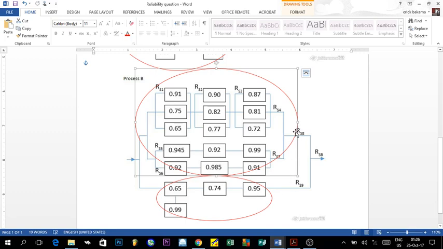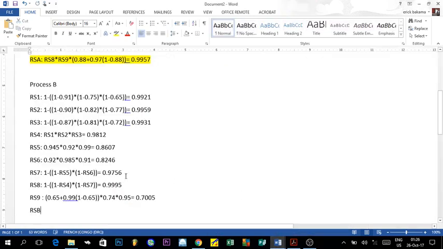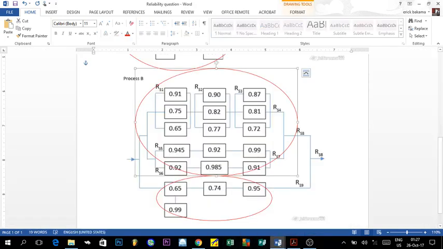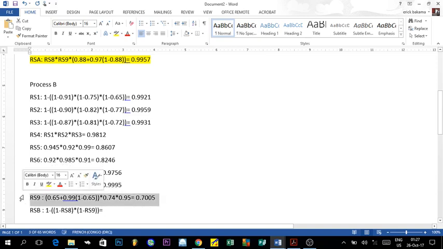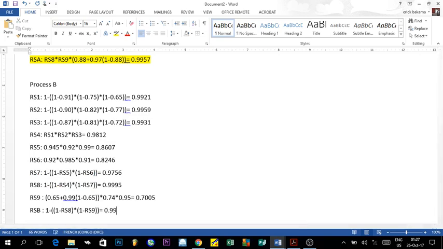Now we already have the reliability of errors 8 and errors 9, which means it's easy. It's just the normal parallel formula: 1 minus, you open your bracket, 1 minus the reliability of system 8, times 1 minus the reliability of system 9. The reliability of system 8 and system 9 are already found, and after replacing the values, the reliability of system B is 0.9999.